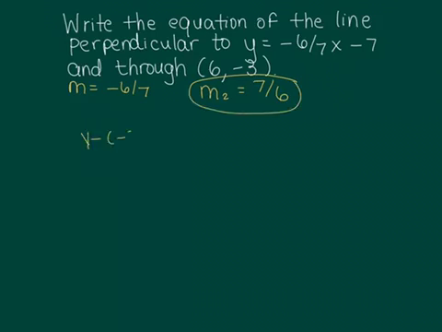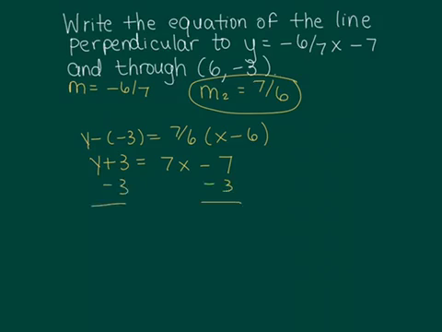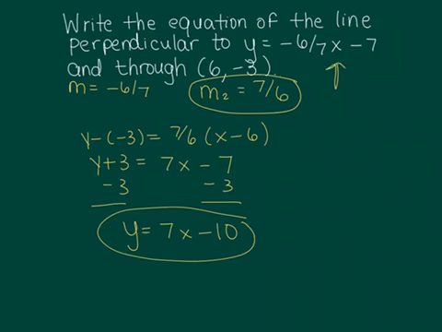Y minus -3 equals 7/6 times x minus 6. Simplify, y plus 3 equals 7x minus 7. Subtract 3 from both sides, and we get y equals 7x minus 10. So that line will be perpendicular to our original line.